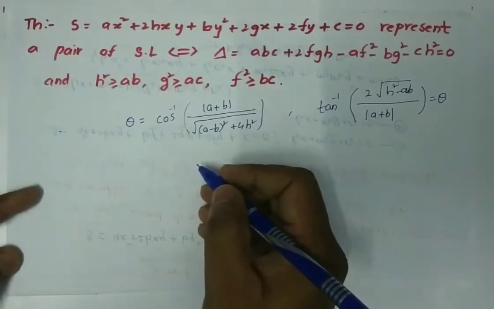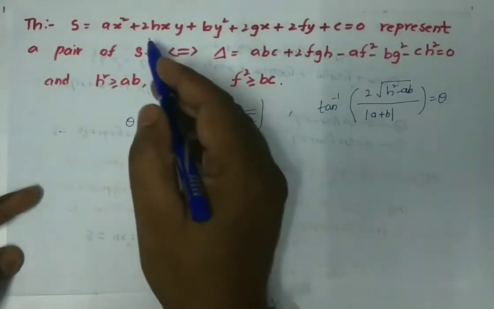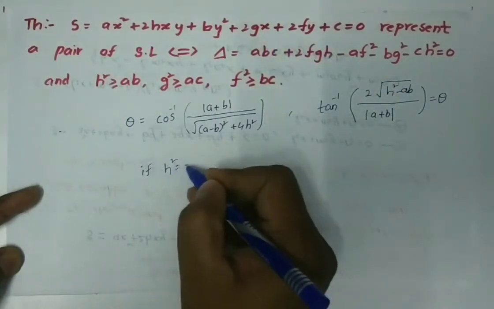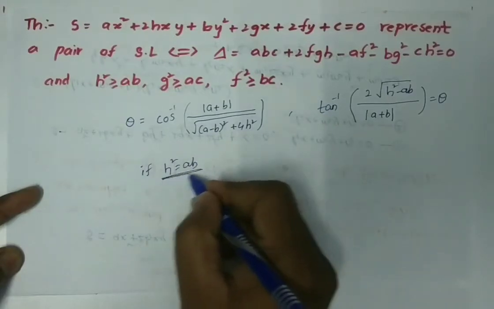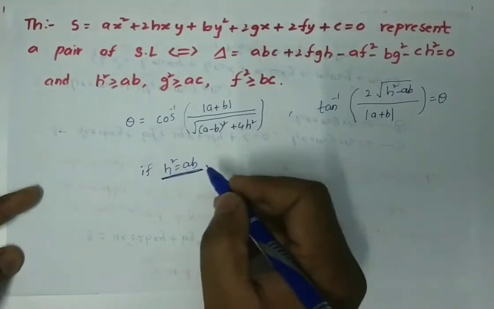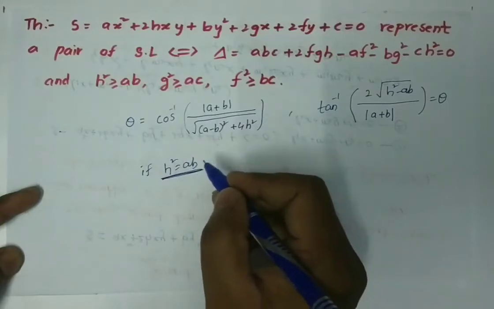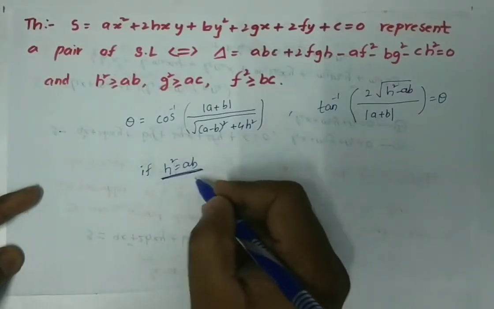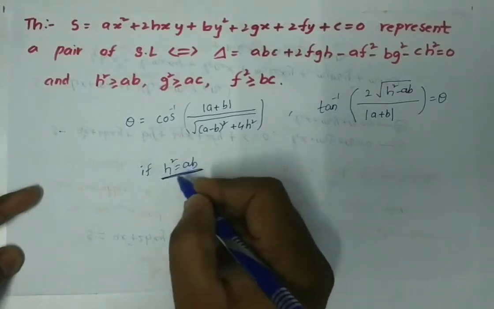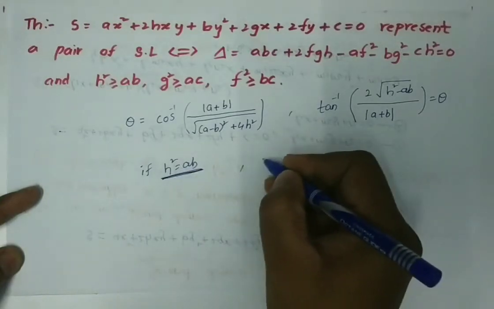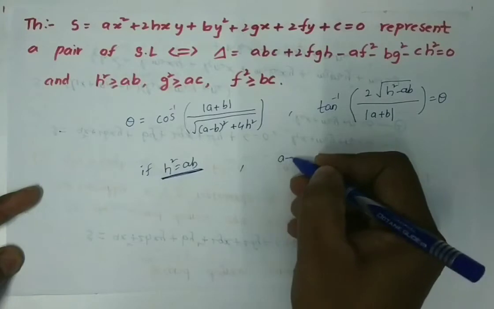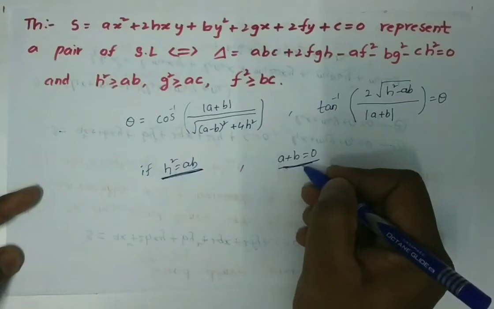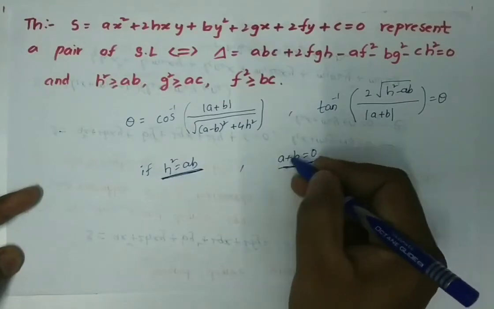Next, the lines represented by the equation S = 0 are parallel if h² = ab. If h² = ab, then the lines represented by the equation are parallel. So this is the condition for parallel lines. And the next, perpendicular condition, is a + b = 0. So this is the condition for the lines represented by the equation S = 0 to be perpendicular.